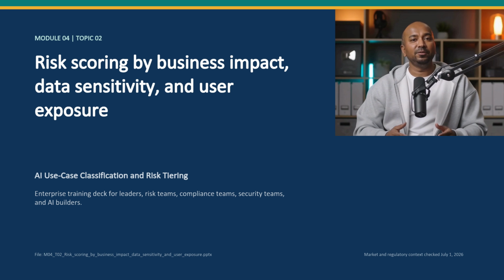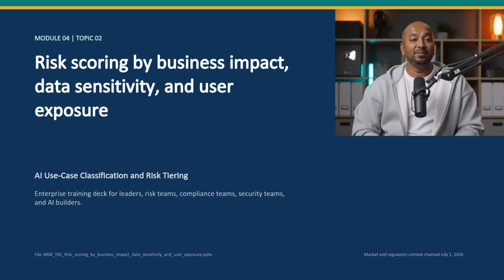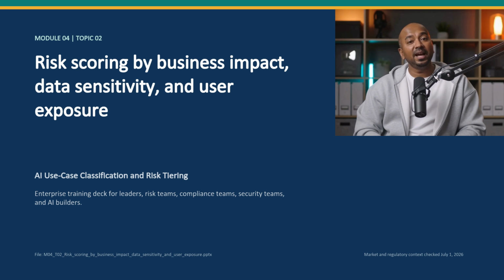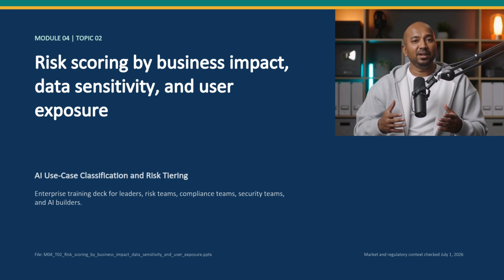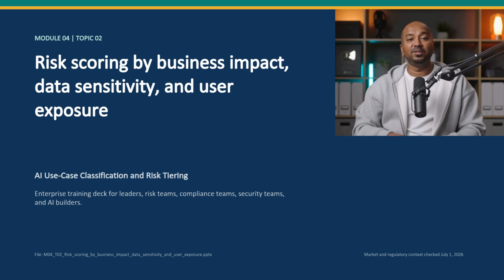The main question for this topic is simple. How does risk scoring by business impact, data sensitivity, and user exposure change the way an enterprise makes decisions, assigns accountability, operates controls, and proves that the controls worked? As we go through the slides, listen for the movement from idea to execution. We will start with the concept, then move through risks, workflow, tools, implementation, and a short classroom exercise.